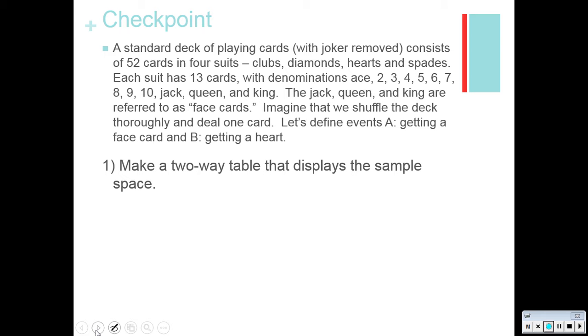Each suit has 13 cards with denominations ace, 2, 3, 4, all the way up to the king. The Jack, Queen, and King are referred to as face cards. Imagine that we shuffle the deck thoroughly and deal one card. Let's define events: A would be getting a face card, and B would be getting a heart. And question 1 says, make a two-way table that displays the sample space.